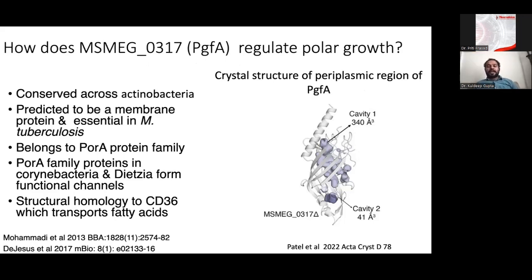When we started characterizing this protein, we did some bioinformatics and found that this protein is only found in bacteria which are closely related to mycobacteria. This protein has a pore-like structure, which means it might be involved in transport of something, which we still do not know.